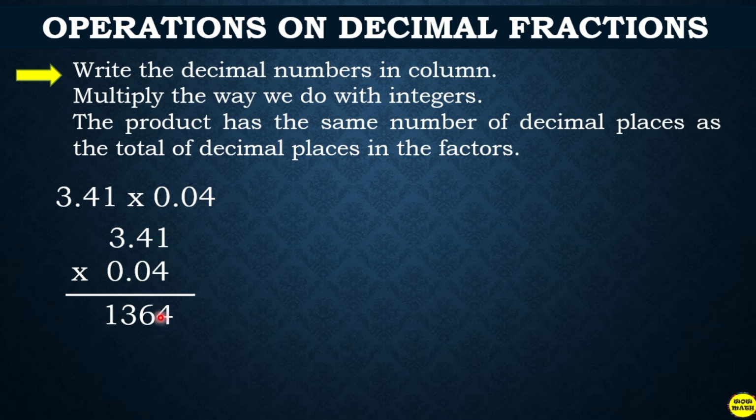Okay, now after getting the product, ano daw gagawin sa product? The product has the same number of decimal places as the total of decimal places in the factors. So, ito yung factors natin, di ba? So, bilangin daw natin yung decimal places niya. So, pag sinabing decimal places, ito yung decimal point mo, bilangin mo na lang yung digits mo dito. So, bilangin natin, 1, 2, 3, 4. So, bakit hindi ko to sinama? Kasi ito ay whole number, yung nasa left side. So, ang decimal places natin ay dito lang natin makikita sa decimal number. So, yung mga nasa right side ng decimal point.